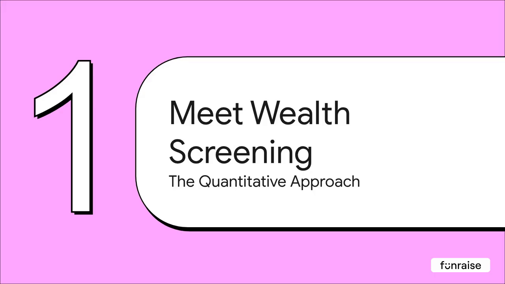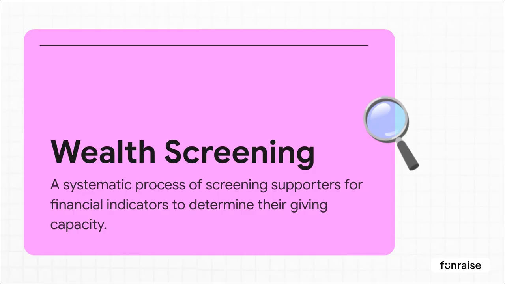So, let's start with wealth screening. You can think of this as the numbers first, totally data-driven approach to finding your next big supporter. So, what is it exactly? Well, at its core, wealth screening is this systematic process. It scans all your supporters for key financial clues to figure out their capacity to give. And really, it's all about answering one simple question: who out there can actually give to your cause? It's all about that financial potential.